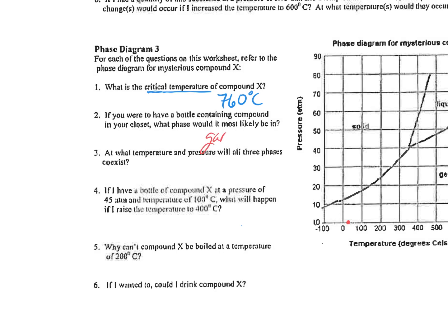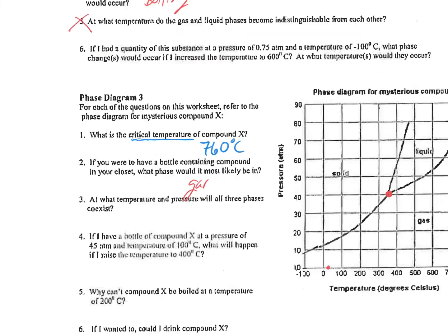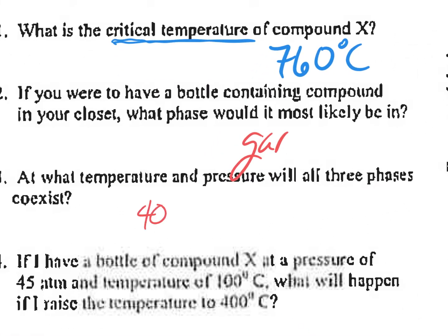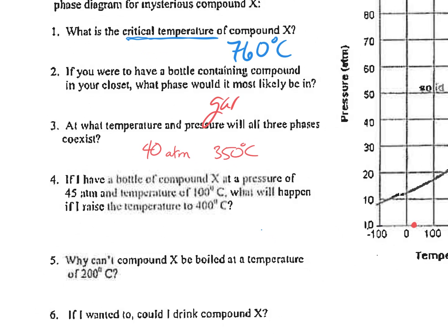At what temperature and pressure will all 3 phases coexist? That is the triple point. Looks to me like we're at about 40 atmospheres and 350 Celsius. 40 atmospheres, 350 Celsius. Again, this is all about just reading the graph.